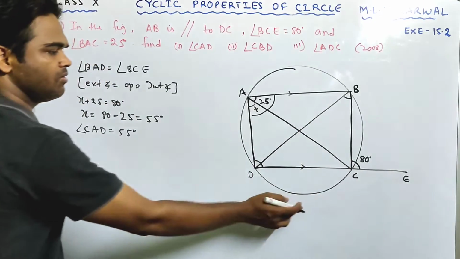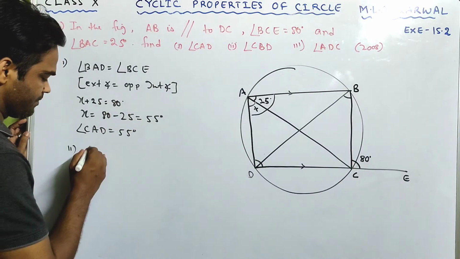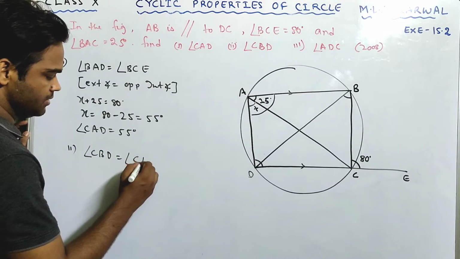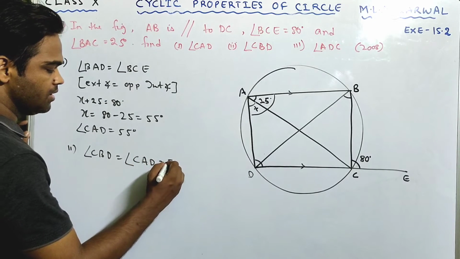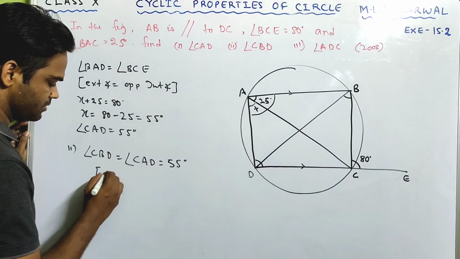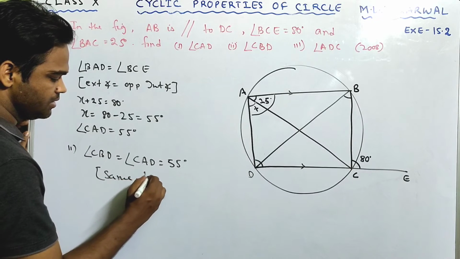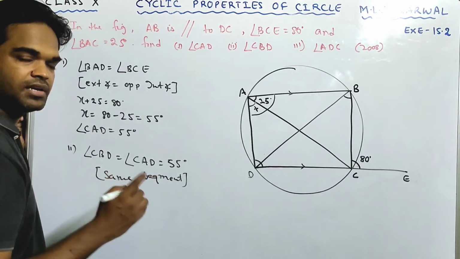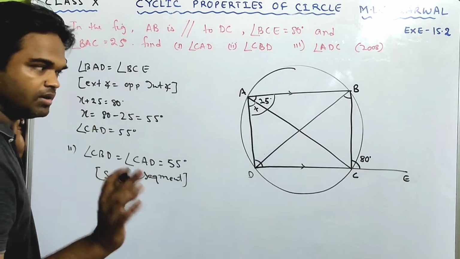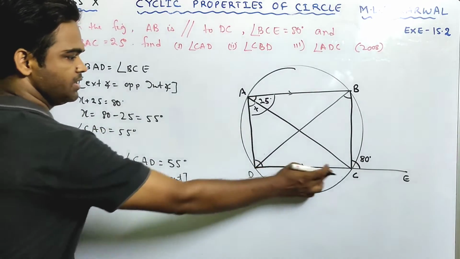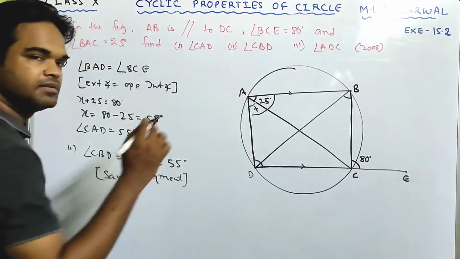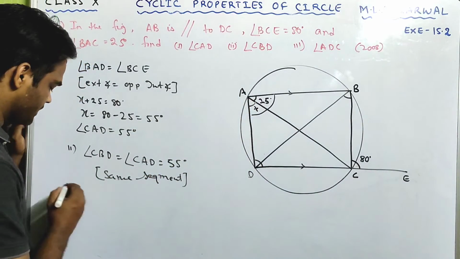CBD. Very easy. Look. CAD and CBD are equal. Why? Because they are in the same segment. Angle in the same segment. So they have to be equal. Isn't it? Angles in the same segment are equal. Look carefully. CBD, CAD. Same segment. Okay.